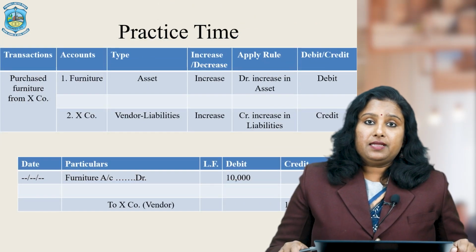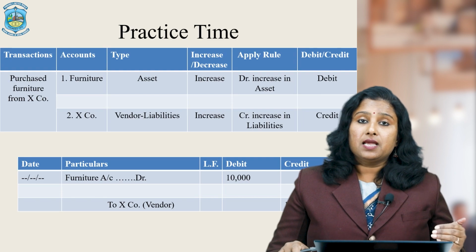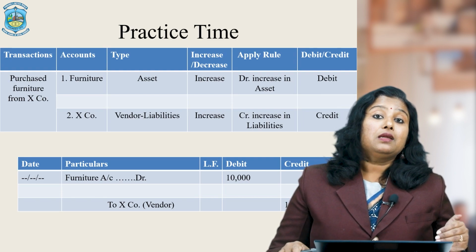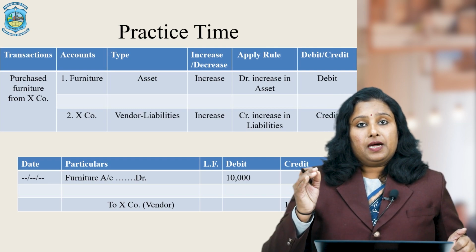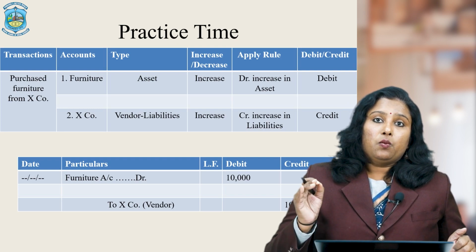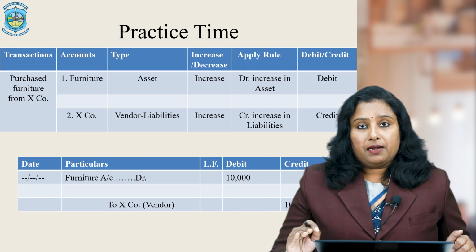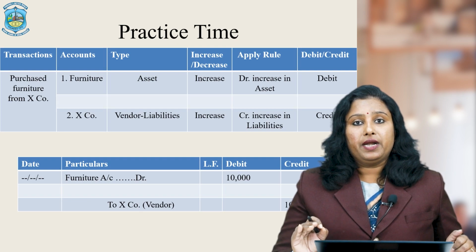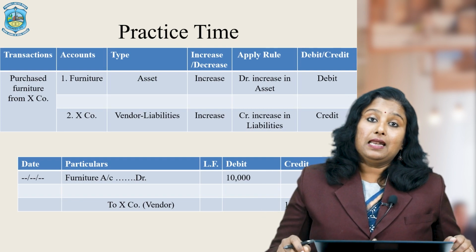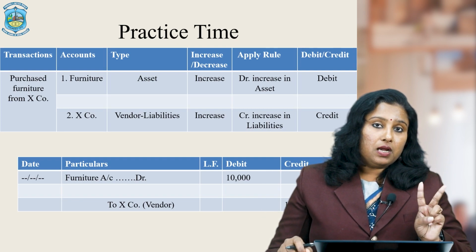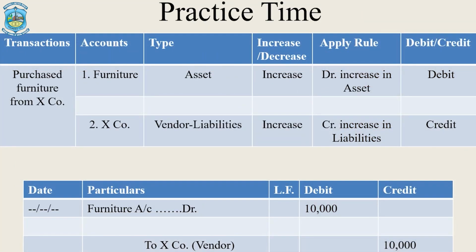How did we identify this? Because a party's name has been mentioned in this particular transaction, which implies that this furniture has been purchased on credit from this party. That is why we have recorded its name. If a party's name has been recorded, that means it is a vendor who has given us goods on credit. Therefore, we owe that particular party. So that party's name has to be recorded as a vendor, as a creditor. And since we owe that party, it is a liability. So the first thing is we have identified two accounts: one is the furniture account and the other one is X Company Limited. These are the two names of the accounts.